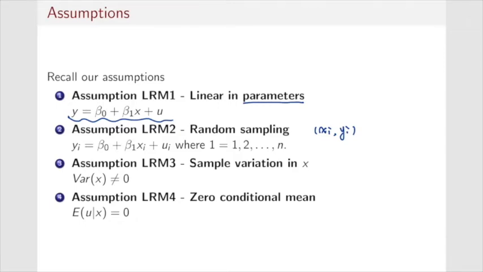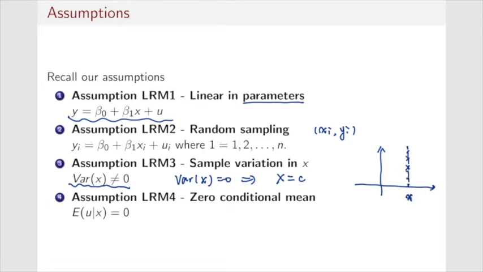The third assumption is that there must be some variation in x. Mathematically, it means the variance of x is not equal to 0. Imagine that this variance of x is equal to 0. It means this x is a constant, but y could vary. If you regress it, we cannot find a beta 0 hat and beta 1 hat if the variation of x is equal to 0.